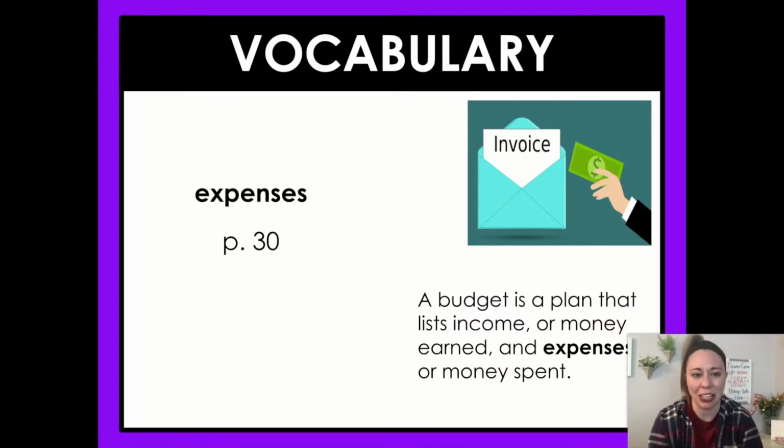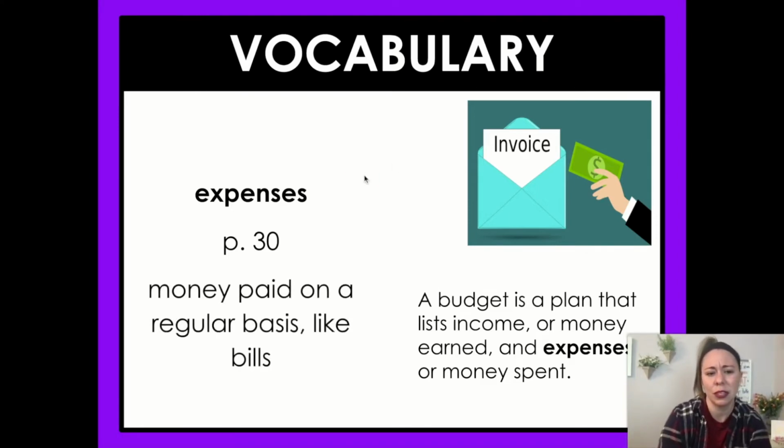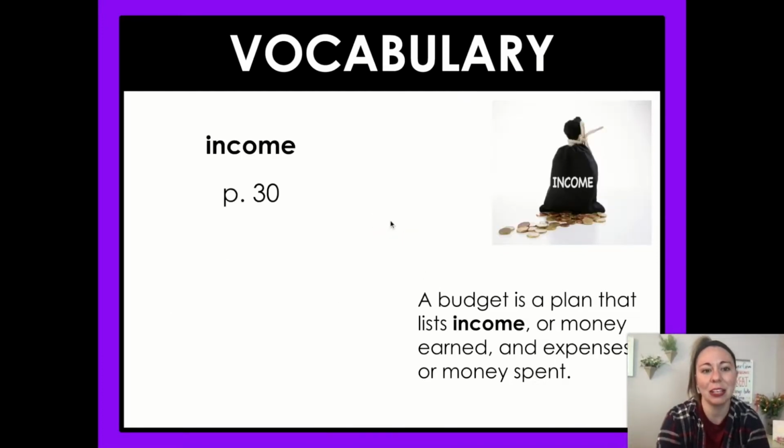For vocabulary, the first word we have is expenses. So in the text, it says a budget is a plan that lists income or money earned and expenses or money spent. What do you think expenses are? Money paid on a regular basis, like bills. And it also gives us a context clue in the sentence. Expenses or money spent, money that you spend or pay. Those are expenses.